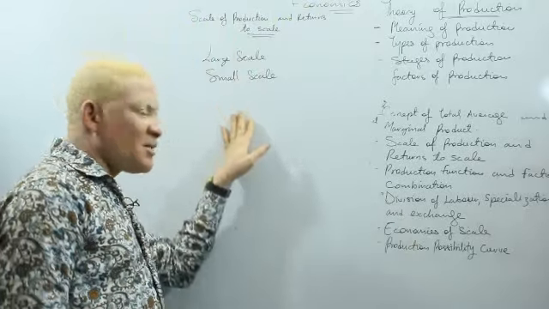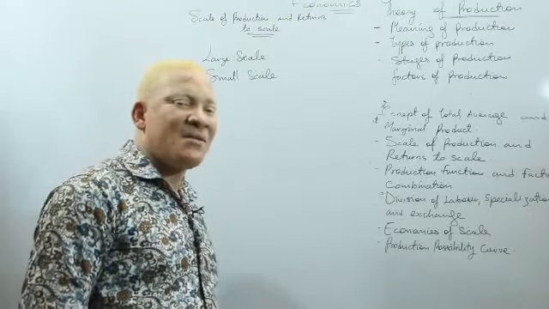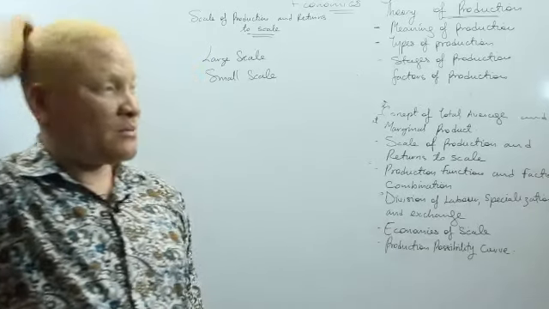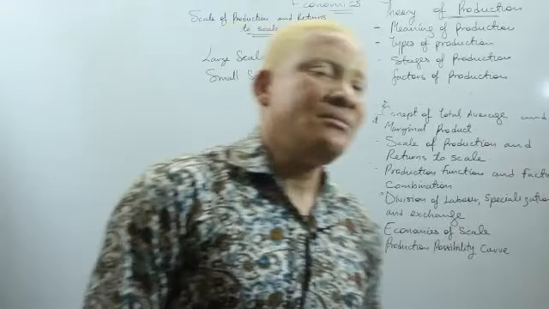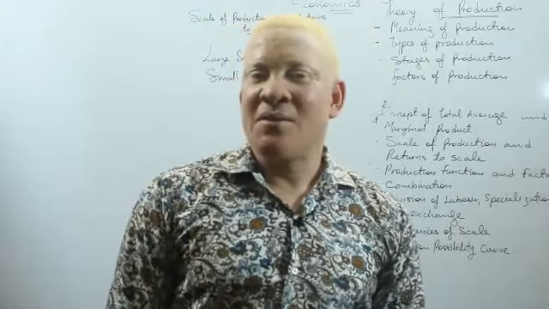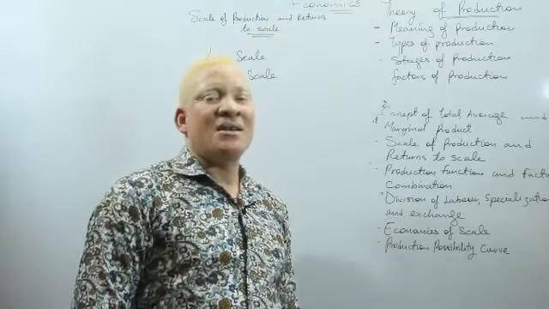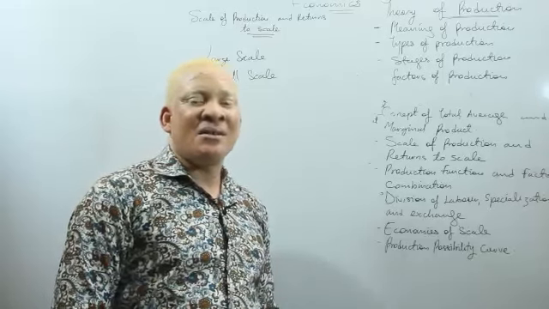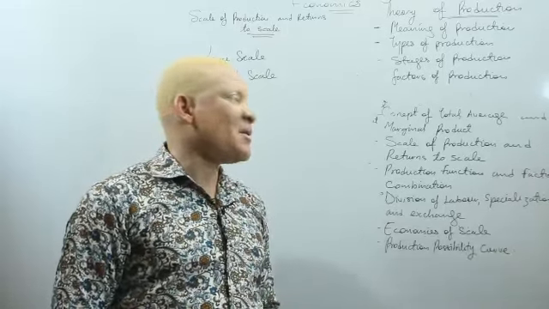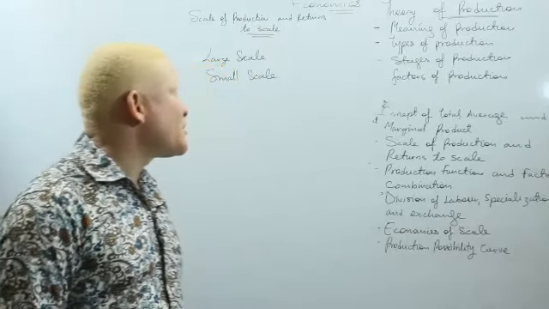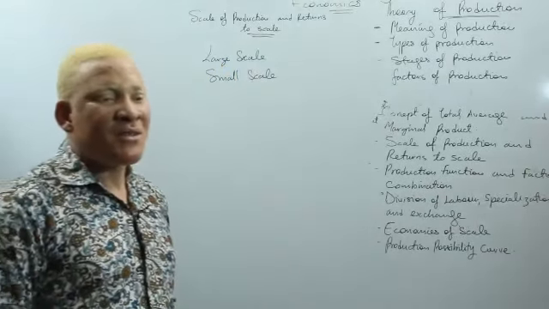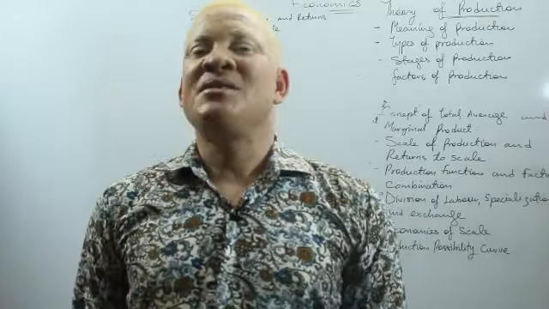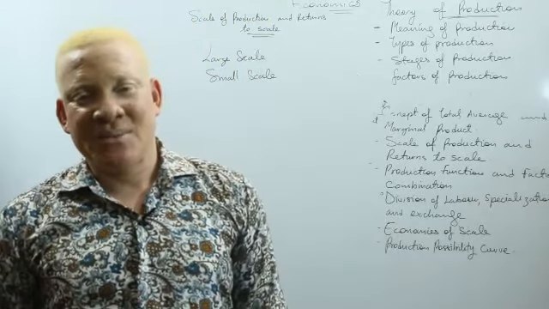But in the case of the small scale production, definitely the quantity of inputs is small. The input that brings a certain level of output is small. That is why we call it the small scale production. And because of that, the basis of operation is little. The quantity of output is smaller compared to the large scale production.